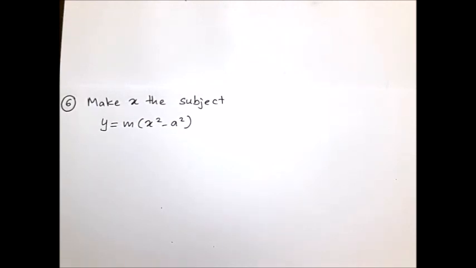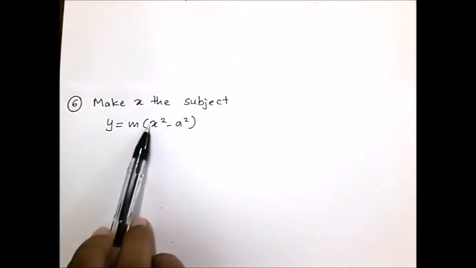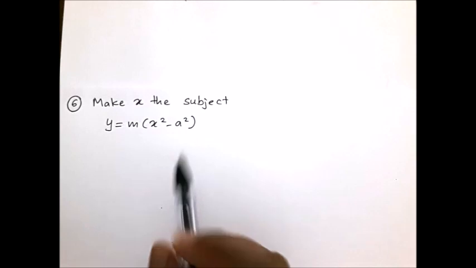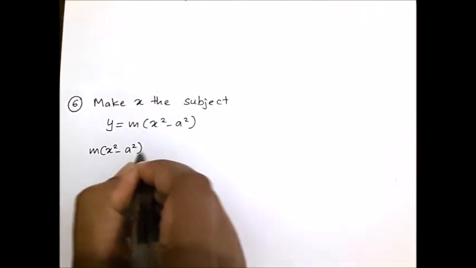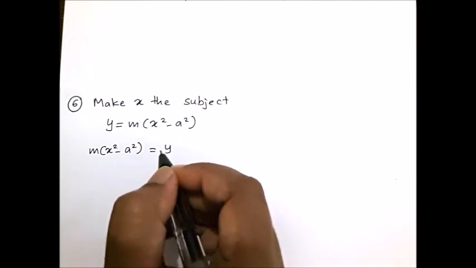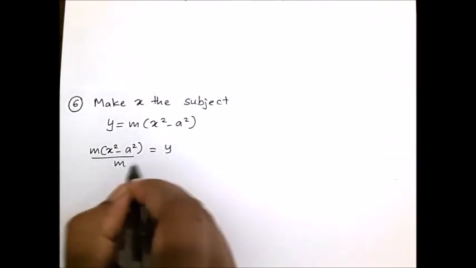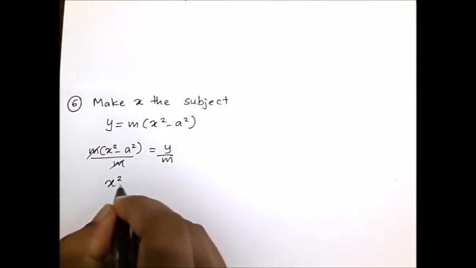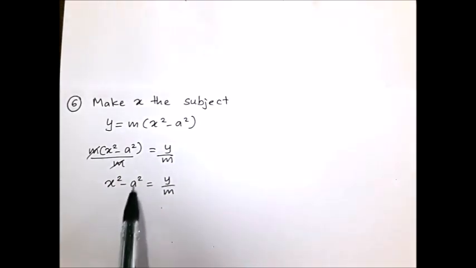Let's start the sixth one. Make x the subject. Now x is on the right hand side, so first take it into the left hand side. First change the sides of this formula. m x to the power 2 minus a to the power 2 equals y. First you can remove m. Divide both sides by m. These two cancel. x to the power 2 minus a to the power 2 equals y divided by m.